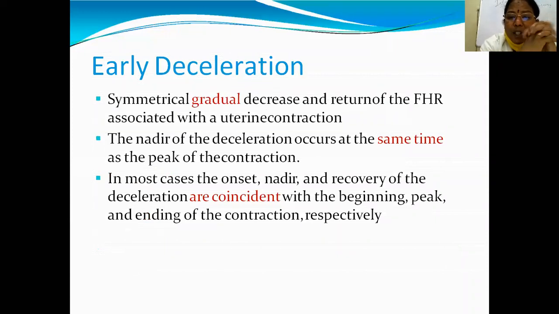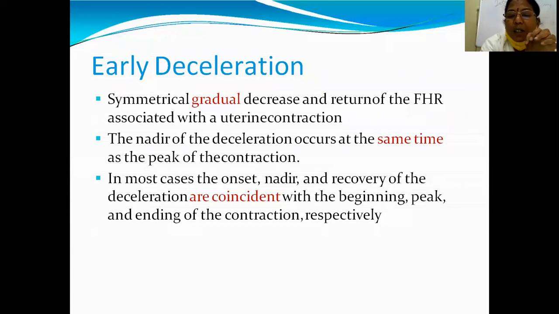So what is early deceleration? Early deceleration is symmetrical. There is a gradual decrease and then it comes back to normal. Early decelerations are a symmetrical gradual decrease and return of FHR associated with uterine contractions. As the uterine contraction starts, the fetal heart rate goes on decreasing. When there is a peak of uterine contraction, there is a trough, and the fetal heart rate is lowest. Again, when the contraction decreases, the heart rate comes back to normal. So the nadir of deceleration occurs at the same time as the peak of uterine contraction.